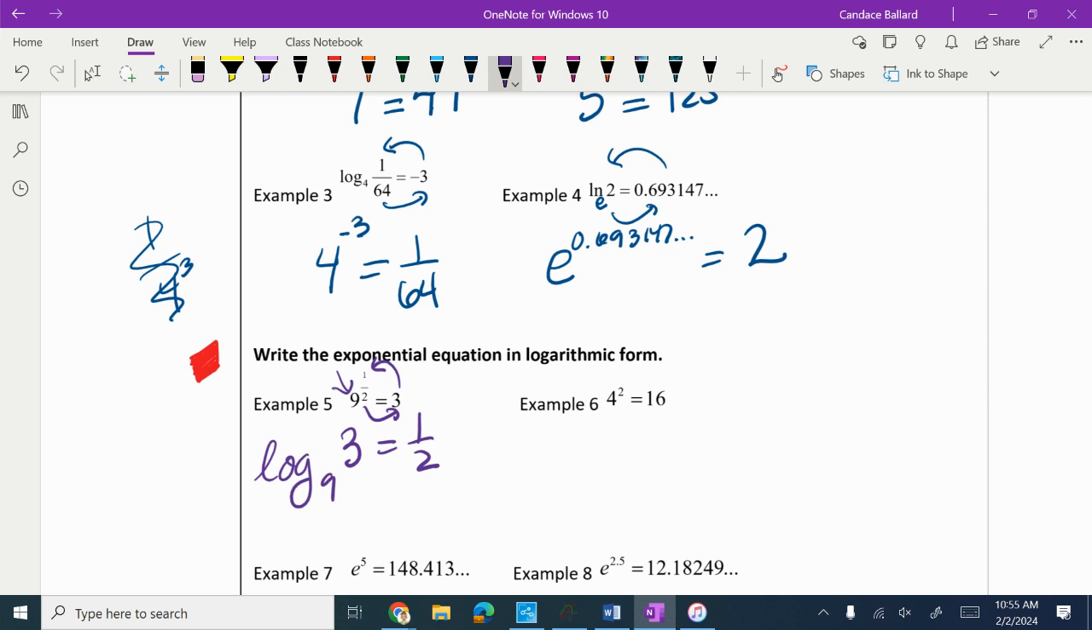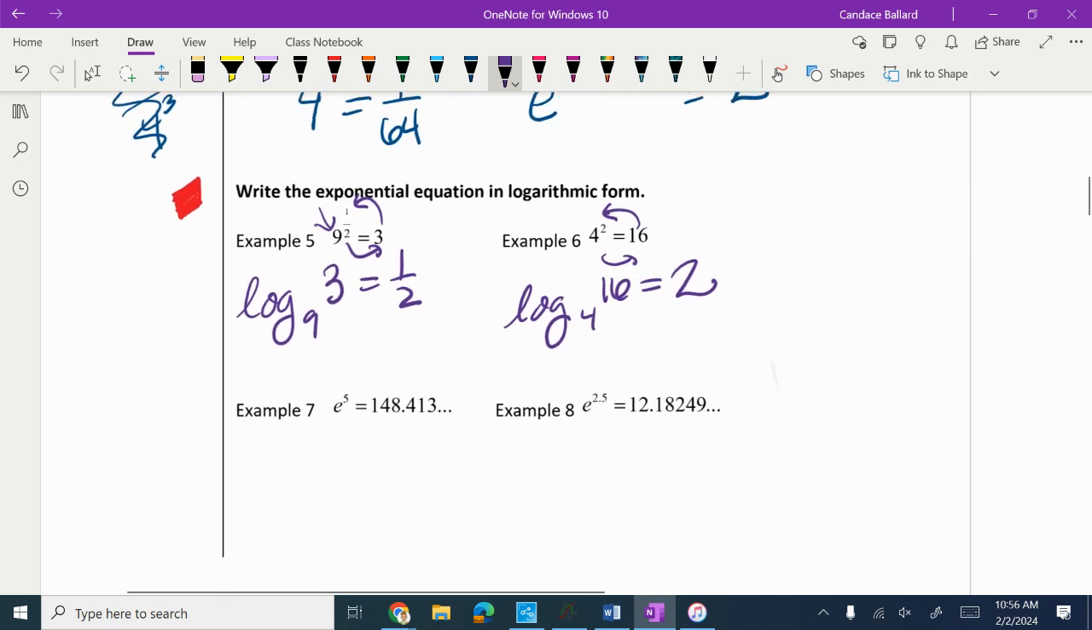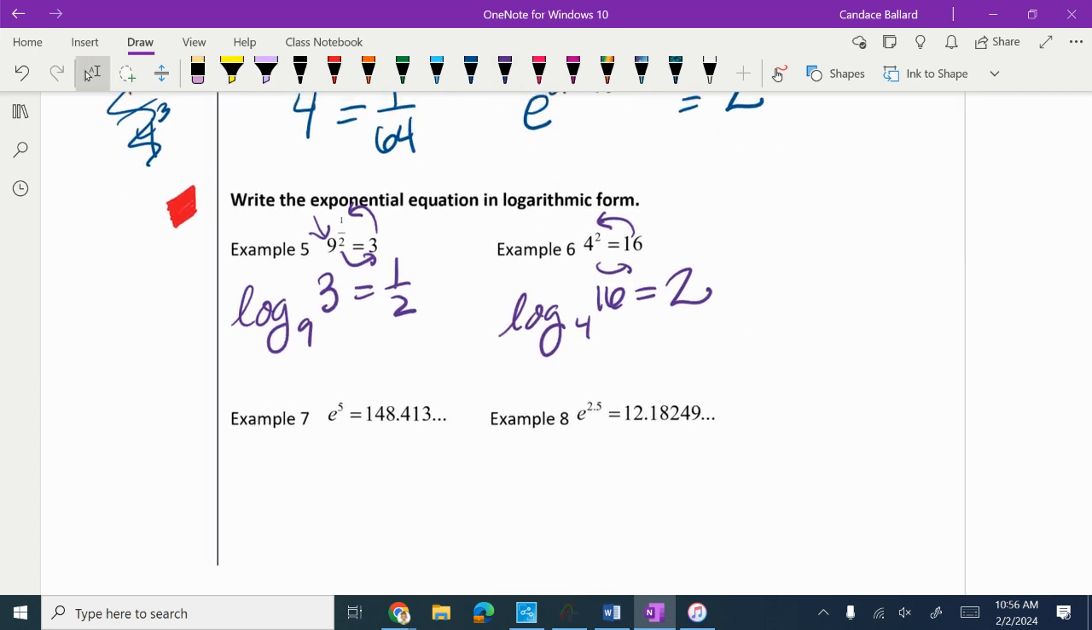All right, I want you to try 6. So everybody try 6. Figure out your base and then swap the location of your exponent and the number. Okay, what's the base? 4. And then I'm going to swap this location. So log base 4 of what number? 16 equals 2. Okay, and that one, we really can't eyeball check, right, because we don't have a concept of what that is, but that's what it looks like. Any questions on the looping thing?